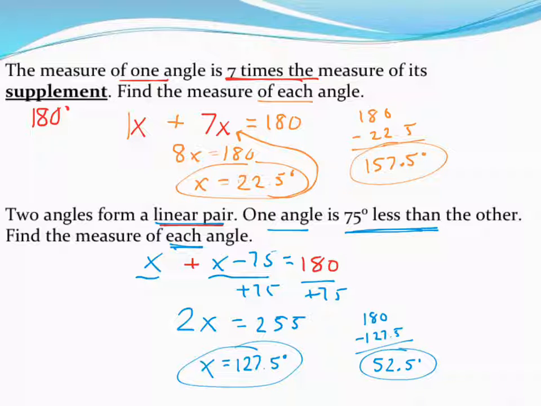Once again, some people figured out that another way to do this would be to find your x value, plug it back in up here for the x minus 75. That'll also get you the 52.5 degrees.